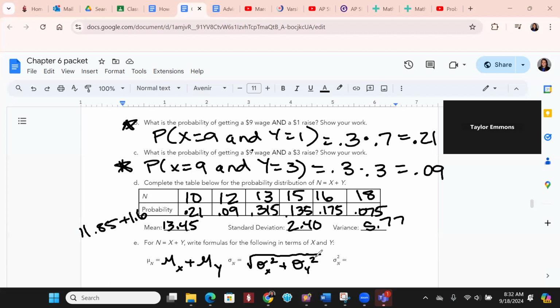On your formula sheet, you were given this one. And then for variance, that means that we're going to do the standard deviation of x squared plus the standard deviation of y squared. And really, it's just your standard deviation squared. Okay? We okay? Again, it looks crazy. It's not that bad.